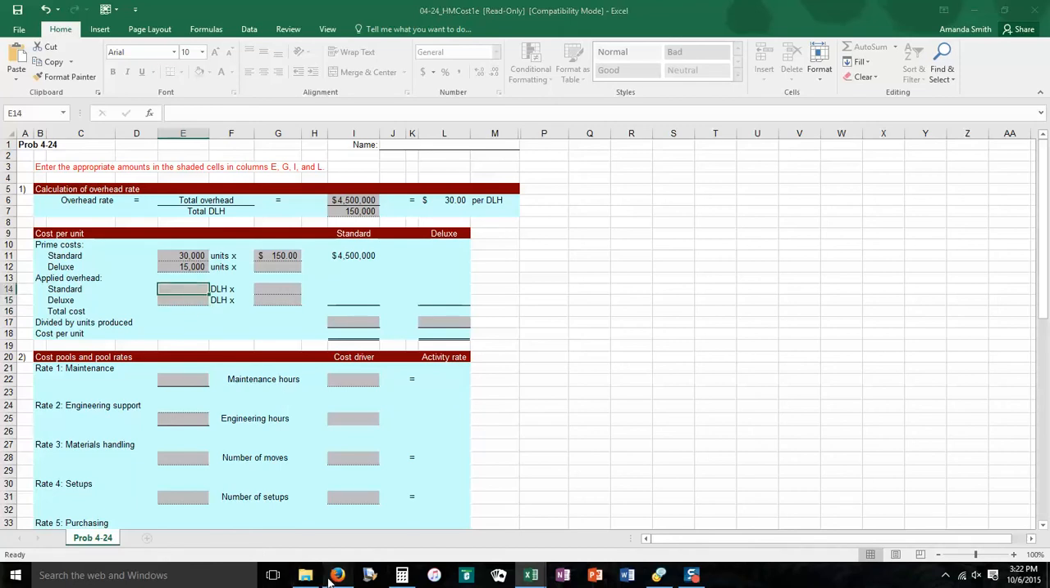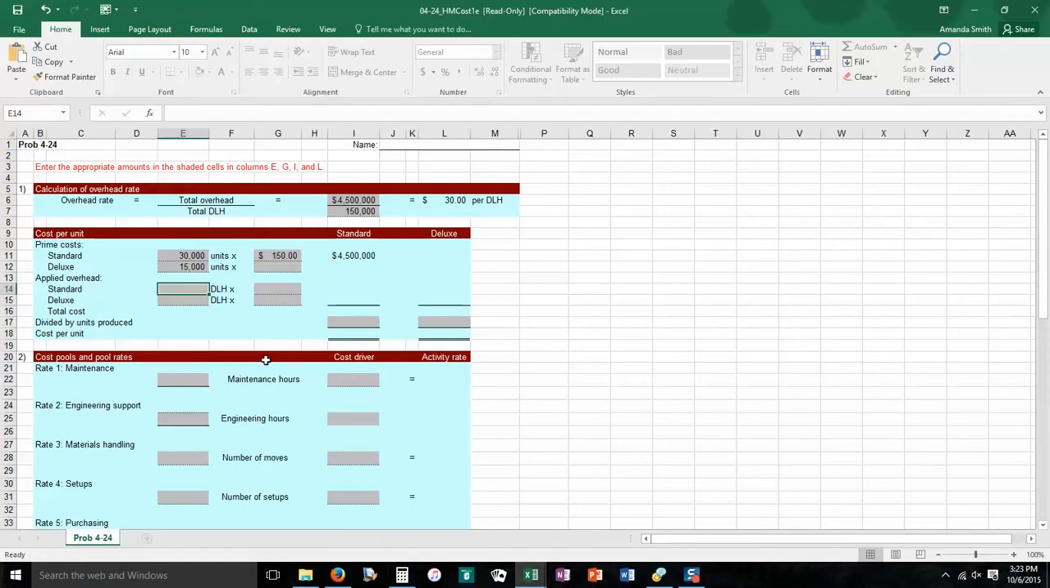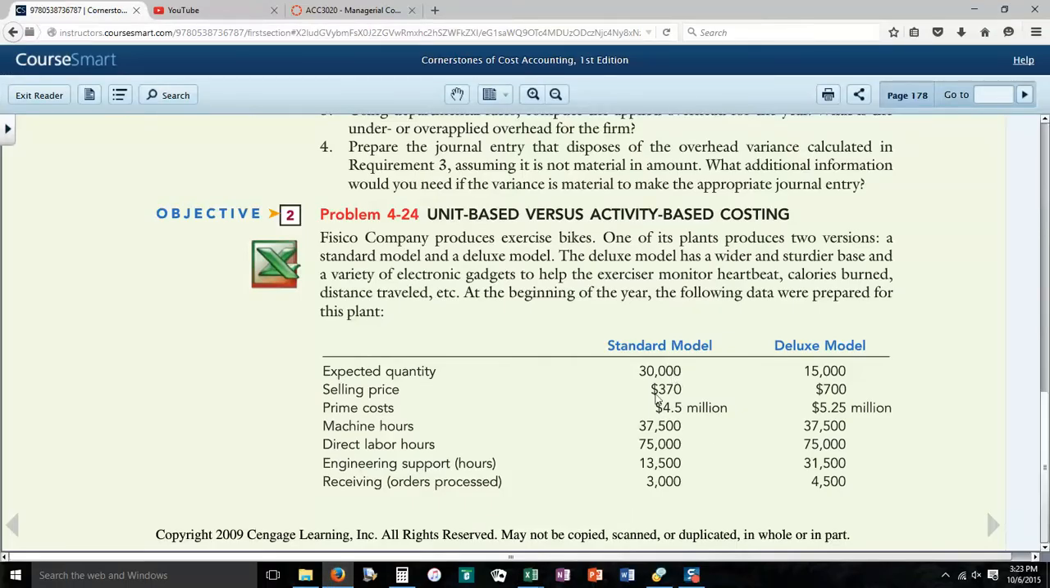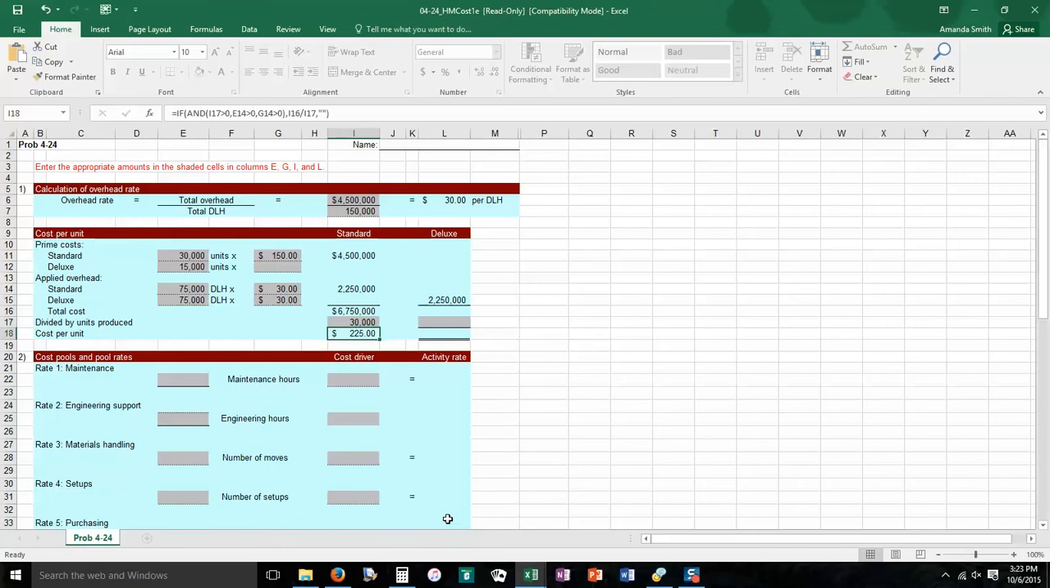So for applied overhead, we're going to look at the book, and we're told again it's 75,000 hours for each one. So 75,000. And we calculated above that it's $30 per direct labor hour. And then now we have to divide it by the units produced. So in this case, for the standard model, it was 30,000. And that gives us the cost per unit. So you're going to finish the rest of that.